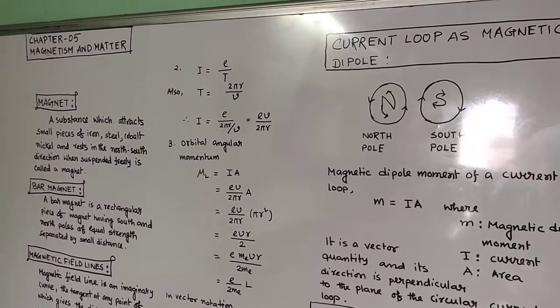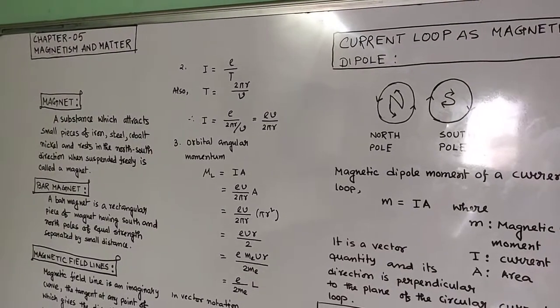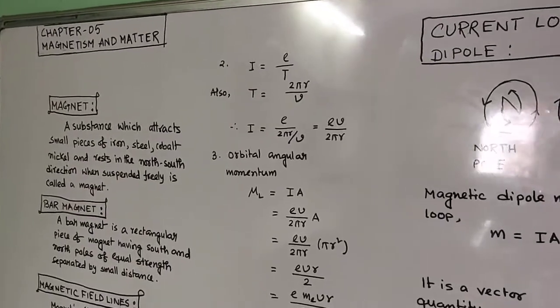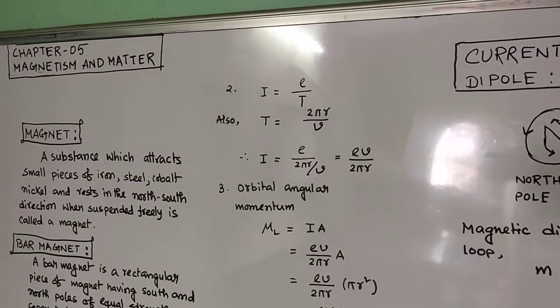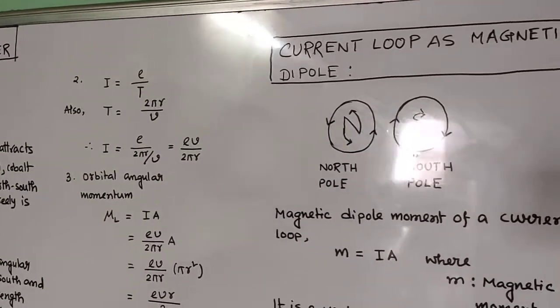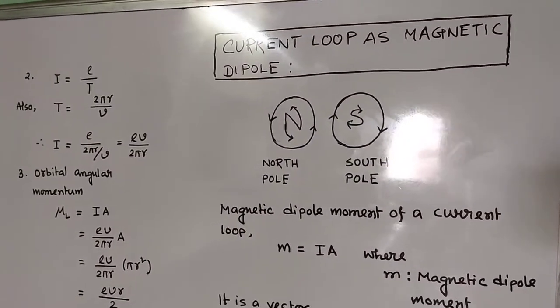Good morning, students. Today we are going to discuss chapter 5, and chapter 5 is magnetism and matter. Now the first topic which we are going to discuss is the current loop as a magnetic dipole.